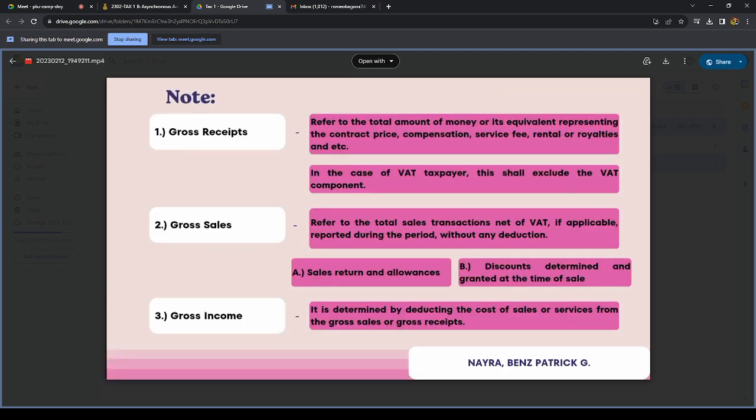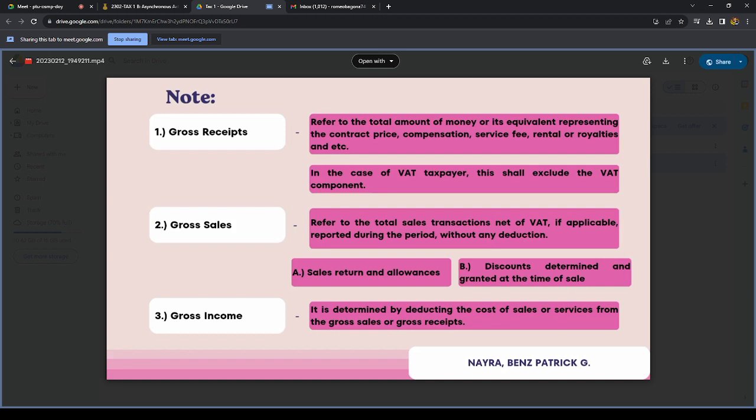Gross receipts refer to the total amount of money or its equivalent representing the contract price, compensation, service fee, rental or royalty, including the amount charged for materials supplied with the services, and deposits and advance payments actually or constructively received during the taxable period for the services performed or to be performed for another person, except returnable security deposits. In the case of a VAT taxpayer, this shall exclude the VAT component.